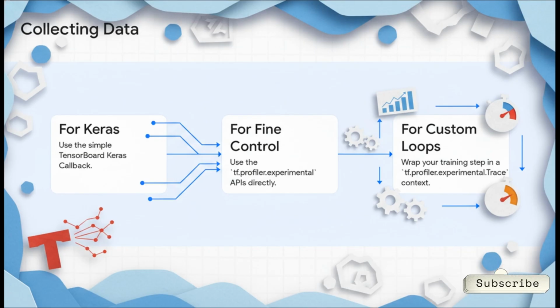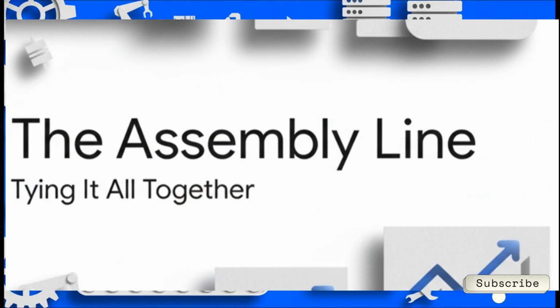Bam. If you're writing your own custom training loop, it's still super easy. You just wrap your main training step code in this tf.profiler block. That part is really important because it tells the profiler, hey, this is one step, so it can measure everything accurately. Whew. Okay, we have covered a ton of ground, right?